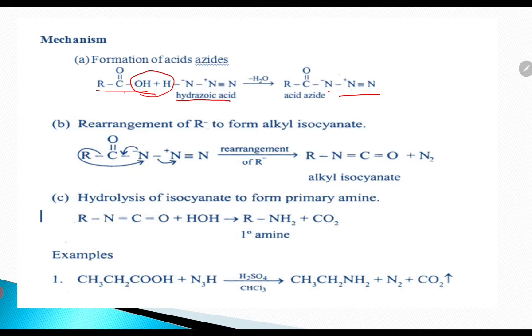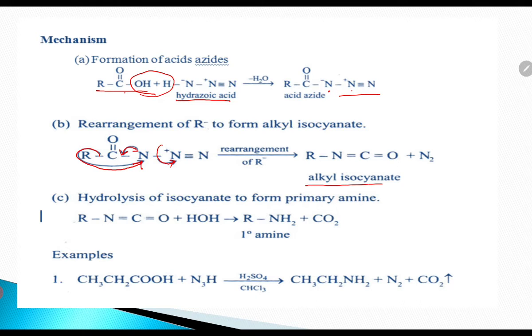Next, rearrangement of the R group, the alkyl group, to form alkyl isocyanate. Here the rearrangement takes place. The electrons are shifted to between this carbon and nitrogen atom, and this nitrogen atom along with the electrons is liberated as nitrogen gas, and to rectify this, the alkyl group is shifted to the nitrogen atom, that is, rearrangement of the R group takes place.